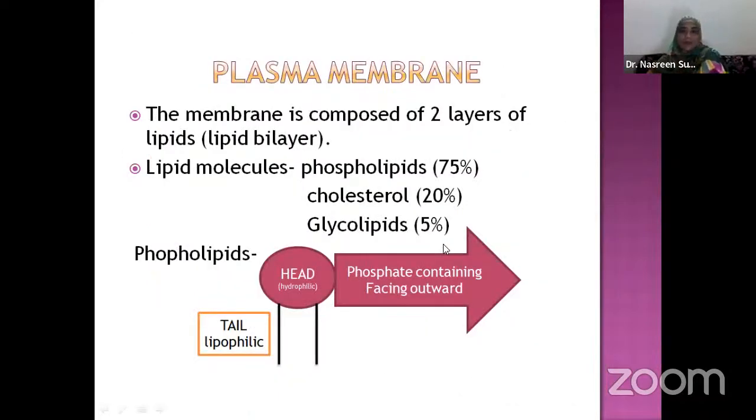Now coming to the plasma membrane. What is this plasma membrane? The plasma membrane usually consists of two layers of lipids. It is a lipid bilayer. In intermediate, we might have studied the sandwich model and all these things, right?